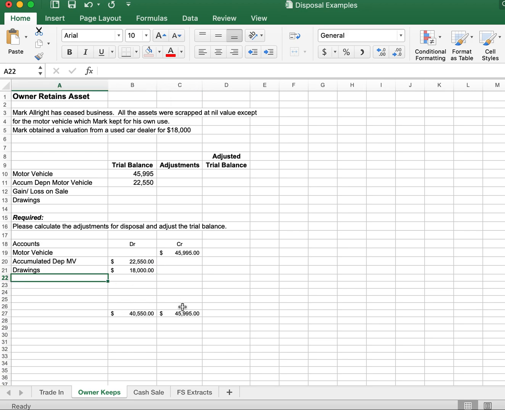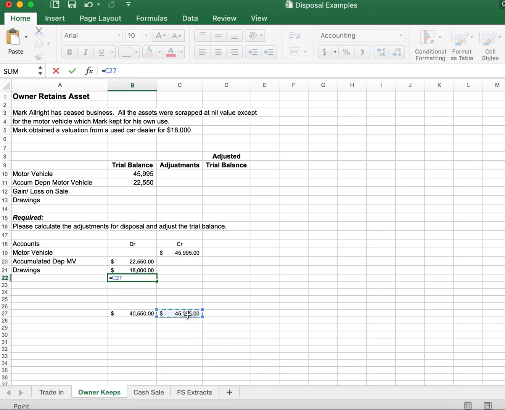By having a look at this, it's going to have to be a debit entry, and it's going to have to be for the difference. Obviously it doesn't let me have a circular error in that, so I just need a, okay, cool. All right, so that should be the loss on sale.